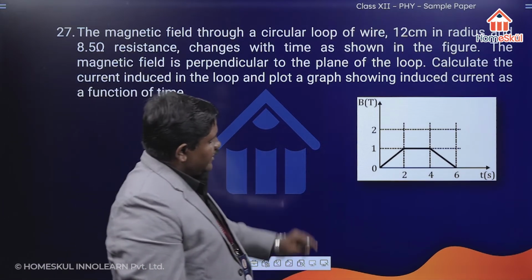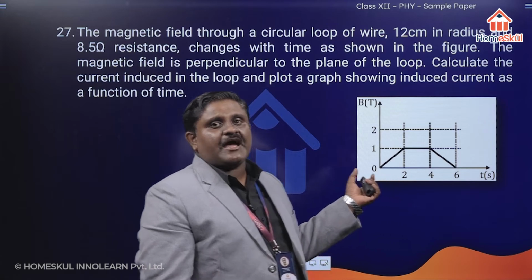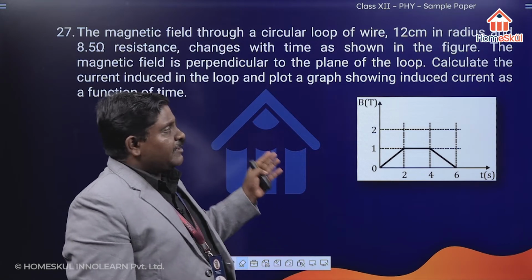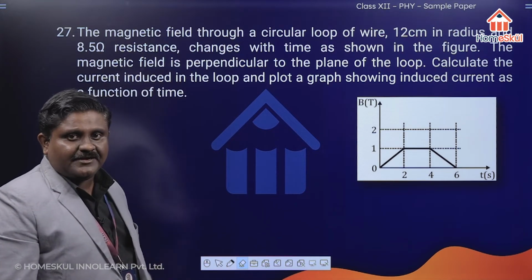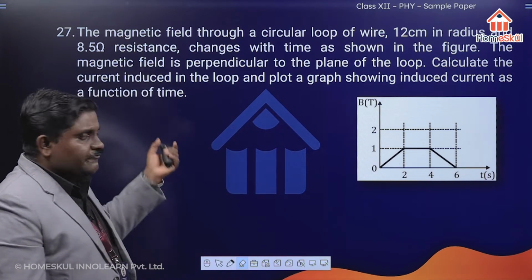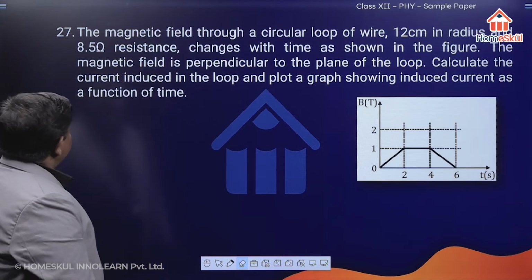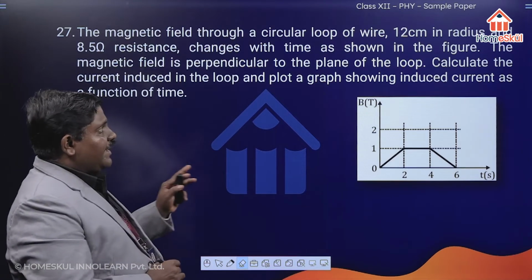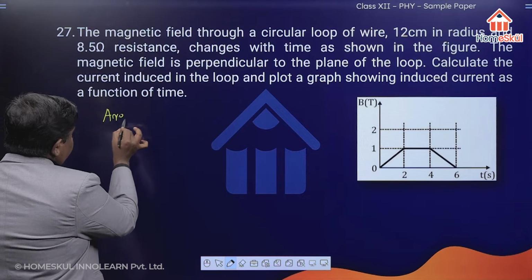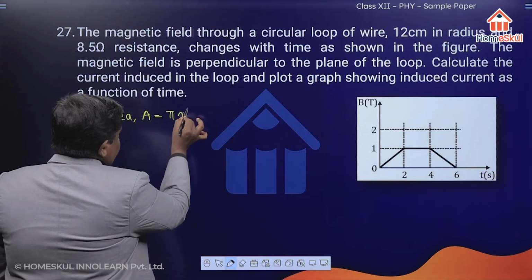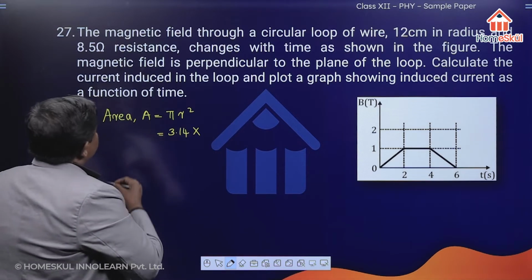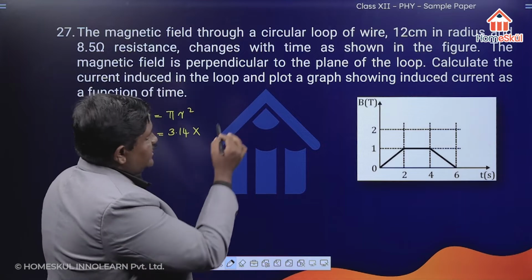So here we have a graph. From this graph, first we have to find the induced EMF. Then with that induced EMF and the given resistance, we calculate the current. Then we plot the graph showing the induced current as a function of time. For that, first we find the area of the circular loop. Area A is equal to pi r square, that is 3.14 into r. The radius is given, that is 12 centimeter.